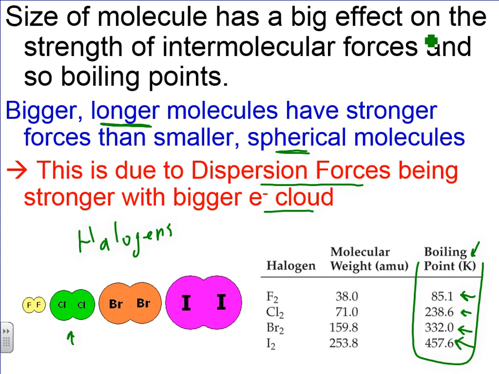And also if you have a long molecule, so if you have a spherical molecule like so, and then you have a long molecule like so, the long molecule, if it has a similar molar mass, will actually have a higher boiling point. And that's the other issue here.